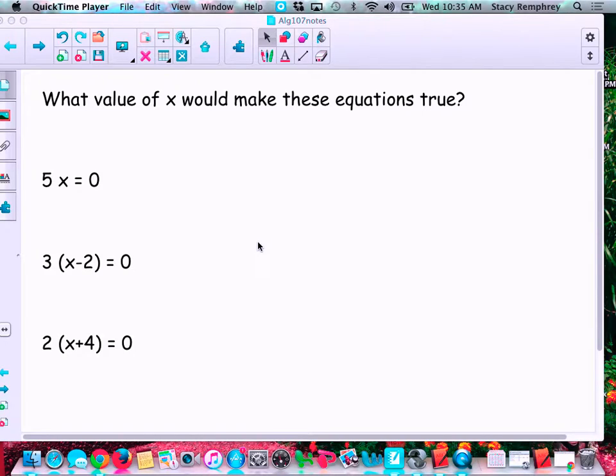All right, these are the notes for 10-7. So I'm going to start here with a basic idea of what we did before. What value of x would make these equations true? What would you plug in for x here? And I'm hoping that you would say x equals 0.